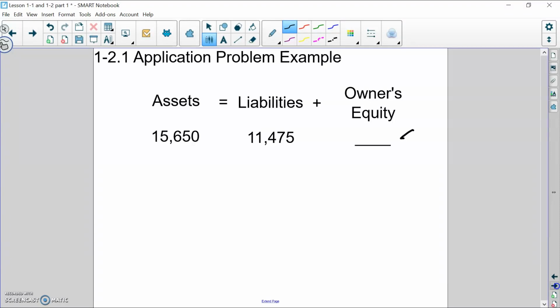So I'm going to take 15,650 minus 11,475. So this is $4,175. So this person has that much cash in equity. Is that the first blank on 14? Yeah. So that's the first one.